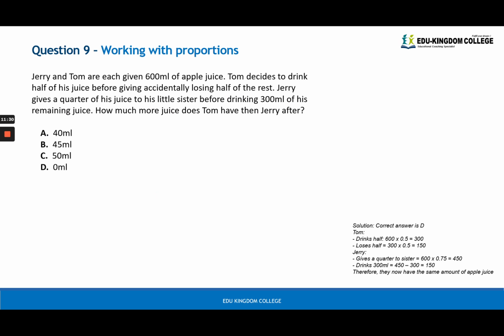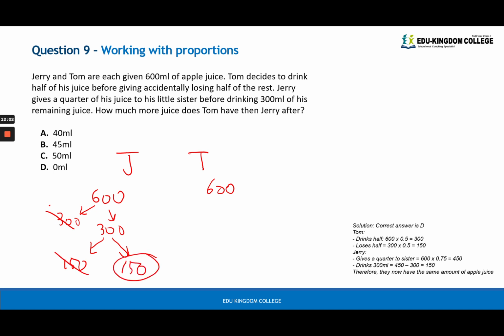Question 9, working with proportions. We have Jerry and Tom, and they're each given 600 ml of apple juice. Tom decides to drink half of his juice, so divide that by 2, get 300, right? Before accidentally losing half of the rest. So what happens there? Actually, maybe we'll draw a quick tree diagram so it's easier to see. So I'm going to split this into 300 and 300, but this is gone, right? So from 300, we're going to lose half the rest, so it's 150 that is lost. So 150 is the final amount.